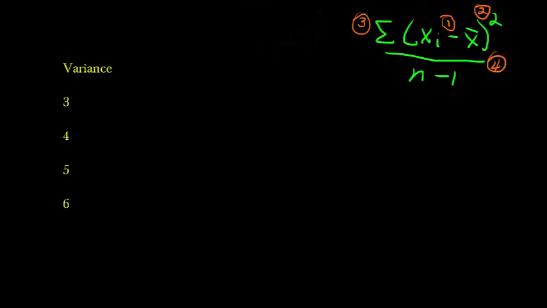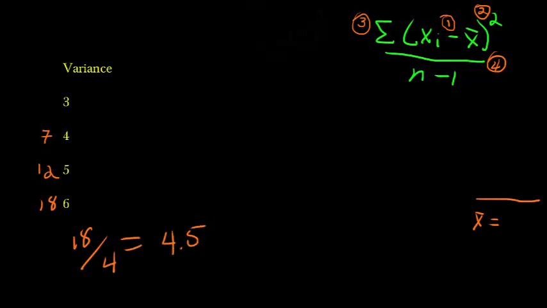But before I even get started, I need to know what my x bar is, right? So here's my variable sheet. I need to know x bar. And what is that? Well, 3 plus 4 is 7. 7 plus 5 is 12. 12 plus 6 is 18. 18 divided by 4 is equal to 4.5. So x bar is equal to 4.5.